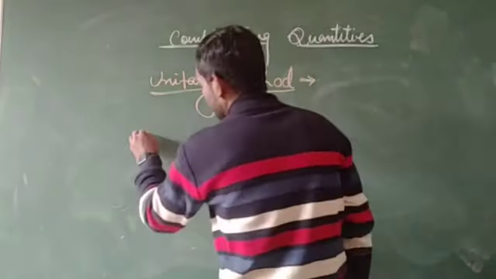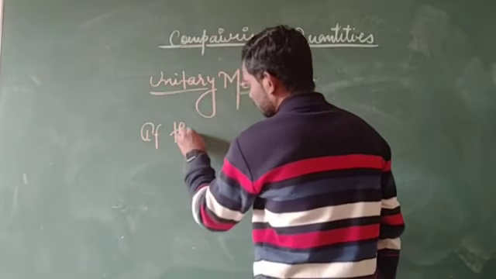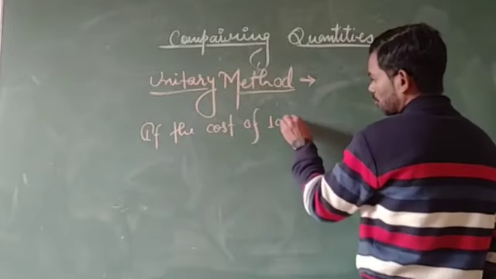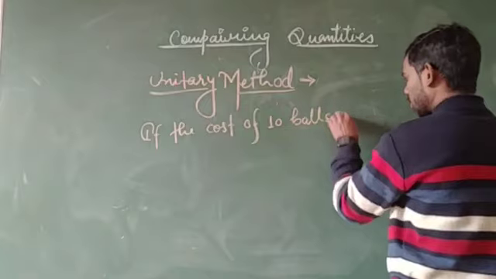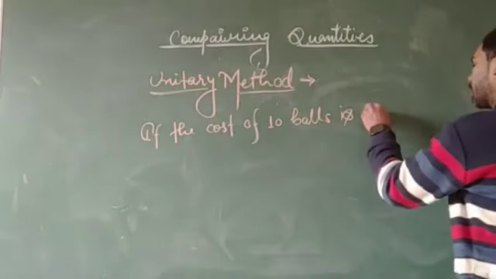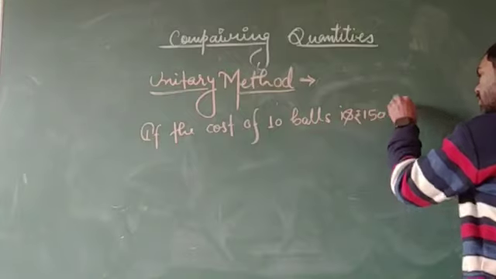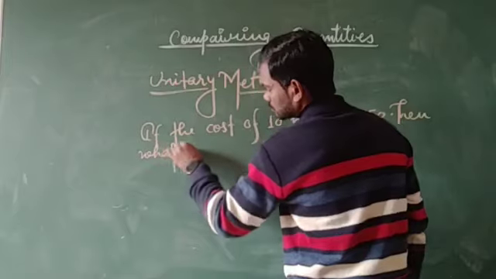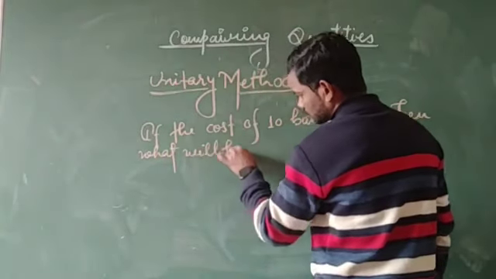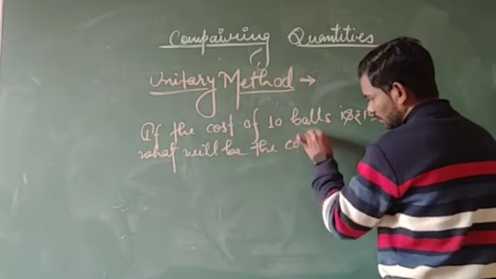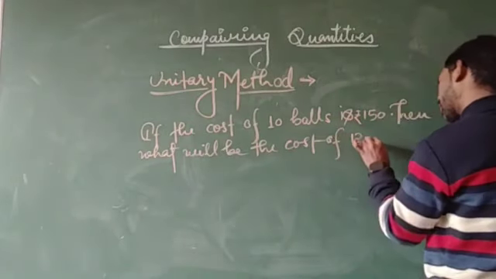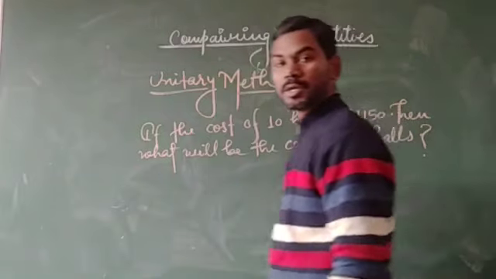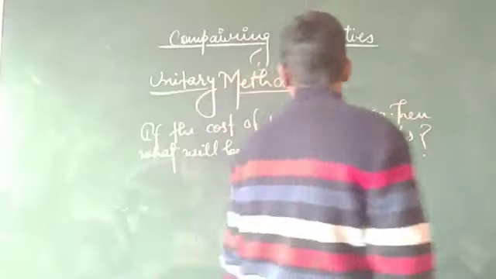Here a question is given: if the cost of 10 balls is 150 rupees, then what will be the cost of 12 balls? So this is the question. Here we find the solution using the unitary method.